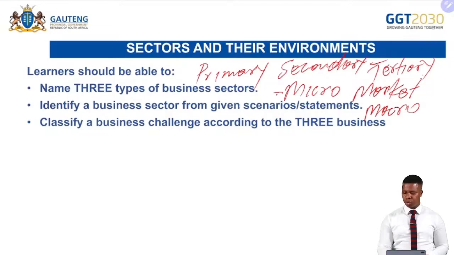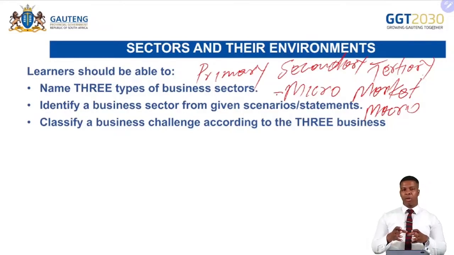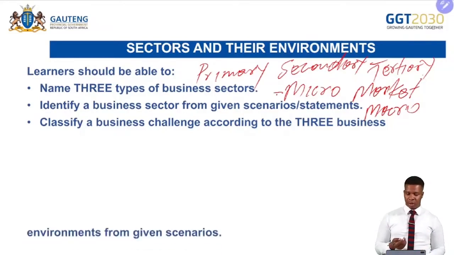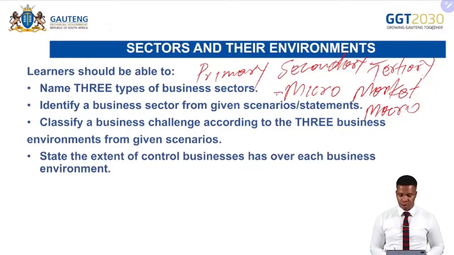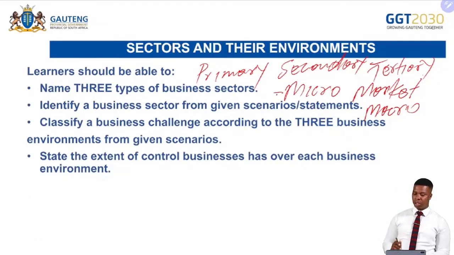And then when we're looking into macro, it can talk about maybe the interest rate that is high, can talk about the political changes that were implemented, restricting maybe a business to operate effectively. So those are considered to be the three business environments, and then you should identify them and classify them according to the challenges given in the scenario. And the last question now would ask you to state the extent of control businesses have over each environment.